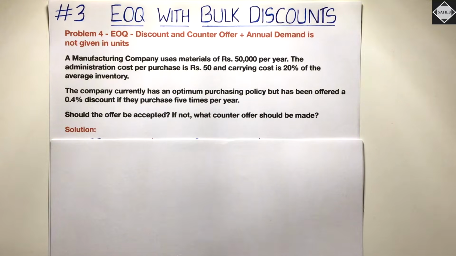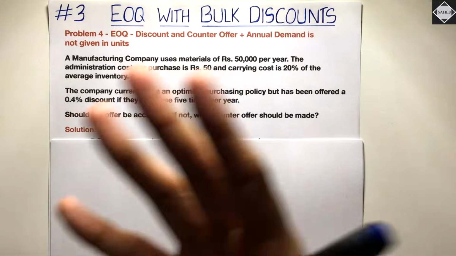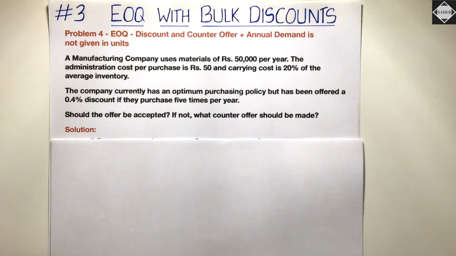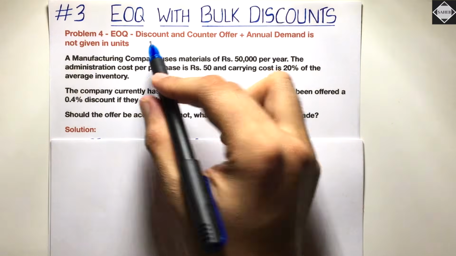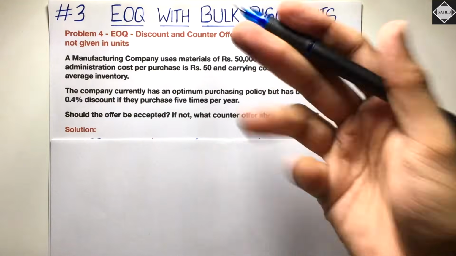Today in this third video of the EOQ topic of the material costing chapter, we are going to solve our fourth problem on the EOQ topic itself. And this is a very special question that I have taken from Kalyani's book, because here we have got a discount and then a counter offer. If the discount is not viable, then we have to make a counter offer.